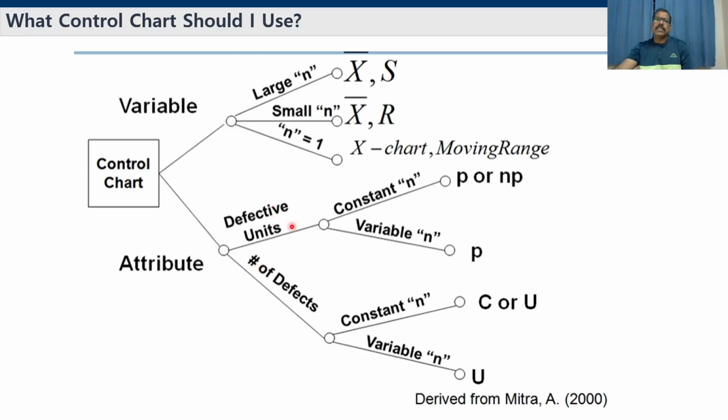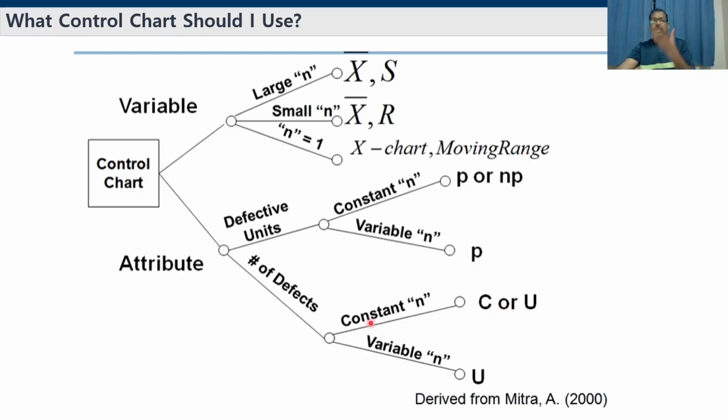Then we consider the sample: whether it is a constant sample or a variable sample. If the sample size n is constant and we count defective units, we have to go with the P or NP chart. If we have a variable sample and one defective unit, we have to go with the P chart. But if multiple defects are there, either you go with the C or U chart. When to go with C or U?